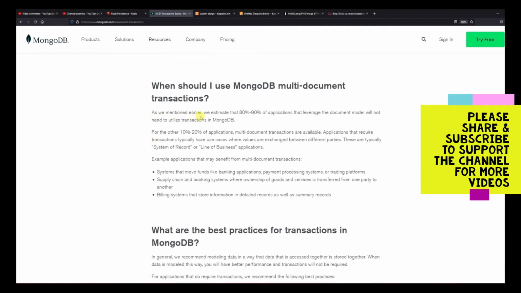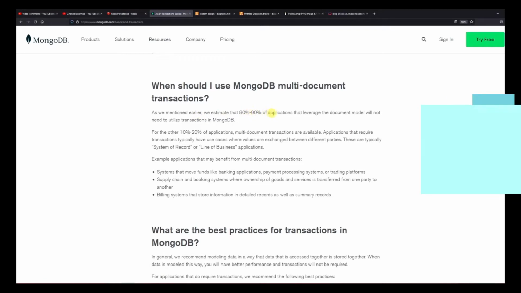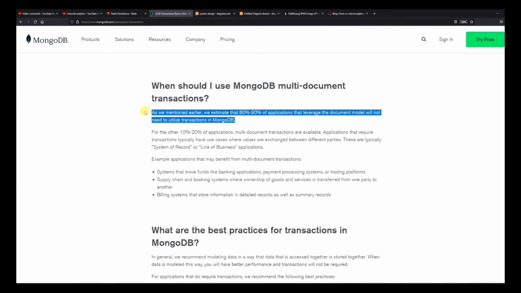As we mentioned earlier, we estimate that 80 to 90% of applications that leverage the document model will not need to utilize transactions in MongoDB. There might be some scenarios wherein you might need it, but overall you are not going to need it if you are doing it the right way.